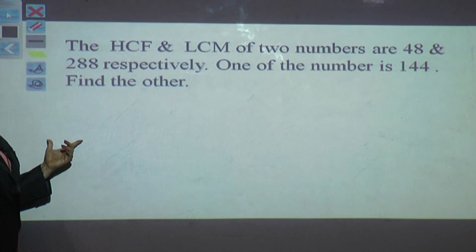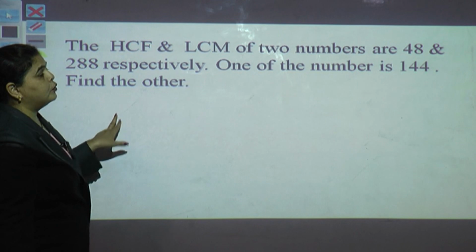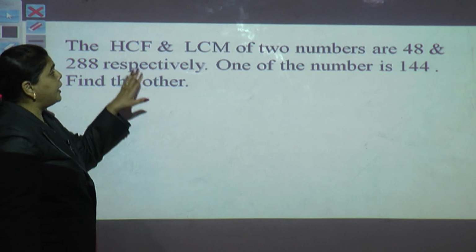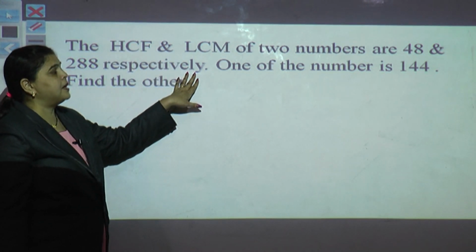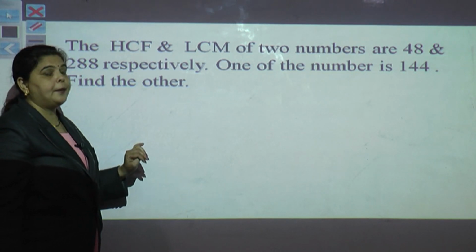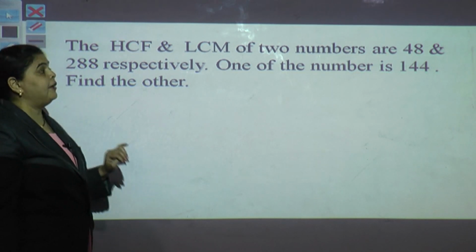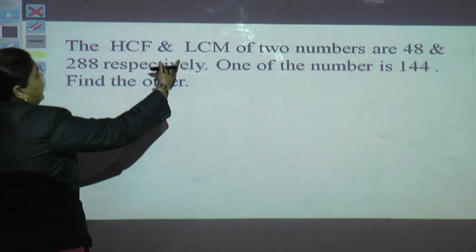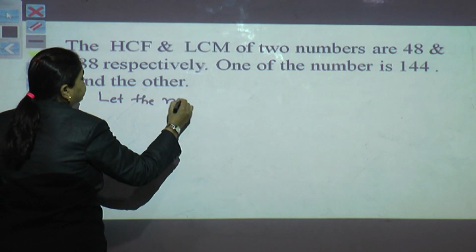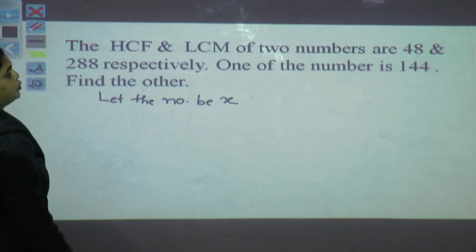In the previous class we had seen that when we have two numbers, we find out the HCF and LCM. Now here the HCF and LCM are already given to us, and we have to find out the other number. One number is 144. I already told you there is a relation between these, so I can write, let the number be x, because we have to find out the number.